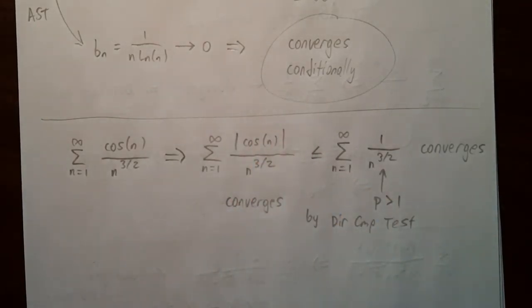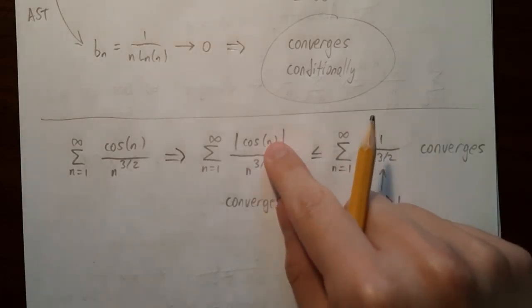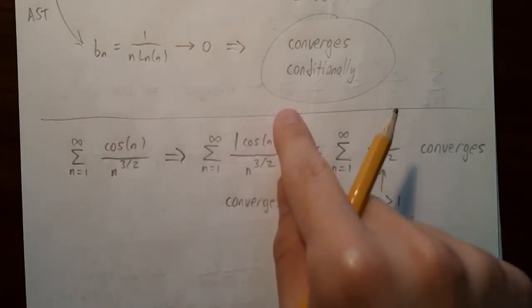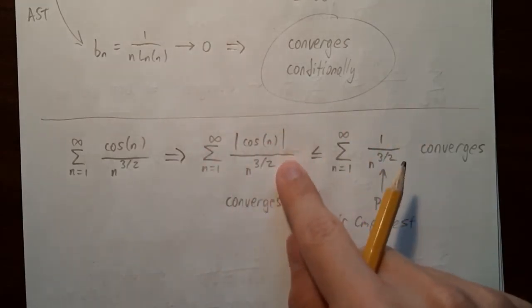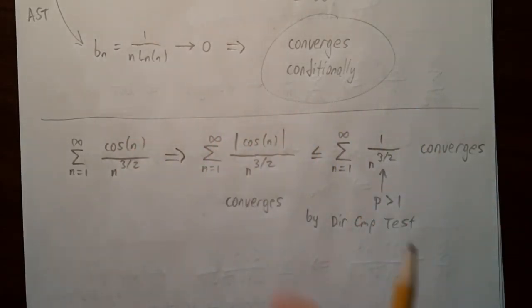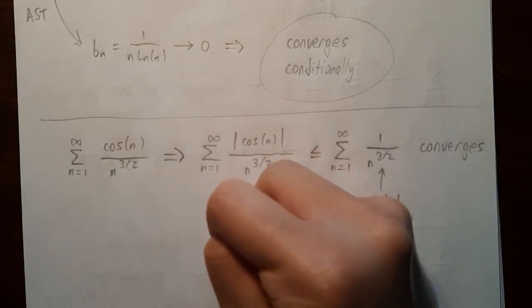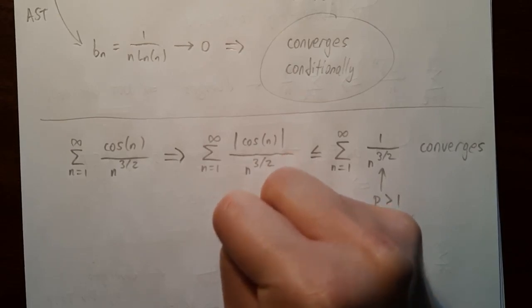All right, so we have that the absolute version of the series converges. And so what that means then is we're done. The absolute version of the series converges, which is harder to do than the original. So in that case, this original series has to converge absolutely.